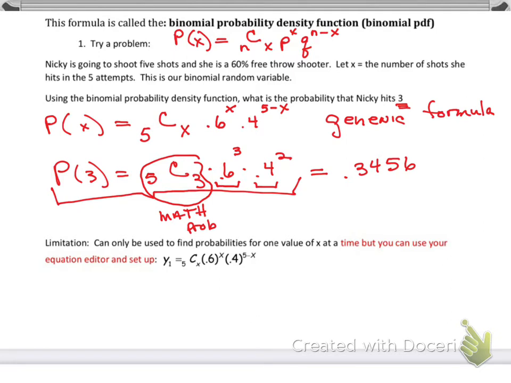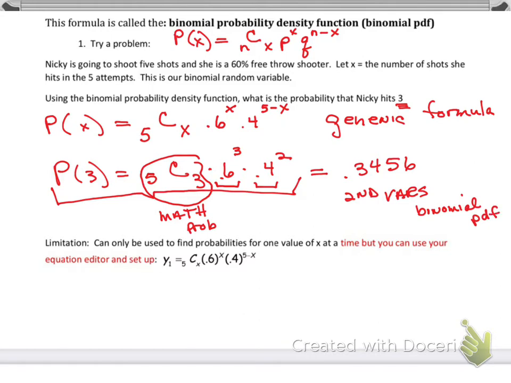Okay? Now, there's a way to do this on your calculator, a different way. And that way on your calculator is, you're going to go to second, and then you're going to go to VARS. And when I hit that, so I go to second VARS, I'm getting distributions. I'm going to then go all the way down, and I'm going to go to binomial pdf.